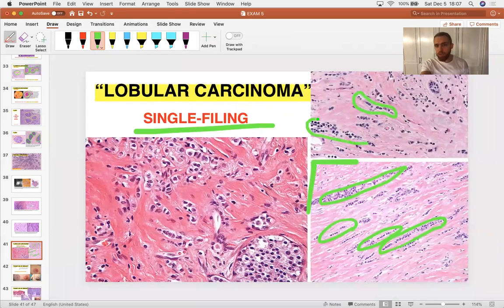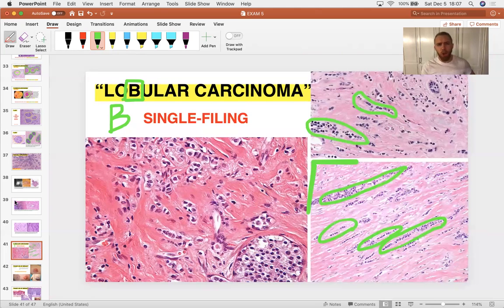And if they don't show you single filing, it's probably not a lobular carcinoma. Let me point out one other big deal, which is that lobular carcinoma tends to be bilateral. So there's a B in lobular, there's a B in bilateral. This is going to be the cancer of the breast that shows up in both of them at the same time. Not so in ductal. There's no B in ductal, so it's going to be unilateral.